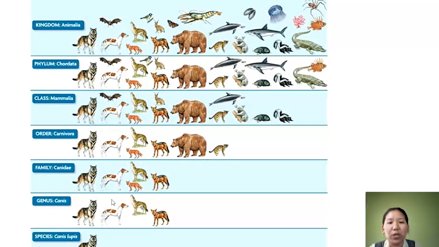And then we have systematic taxonomy, wherein they take into consideration, along with the taxonomy, the evolutionary relationship. So that's all for today's class.